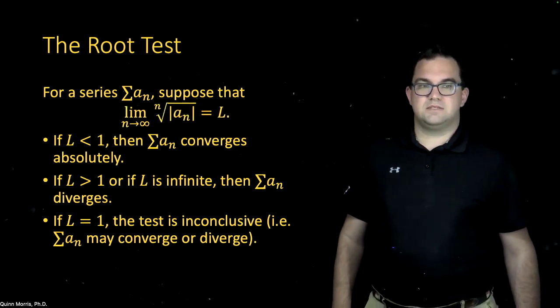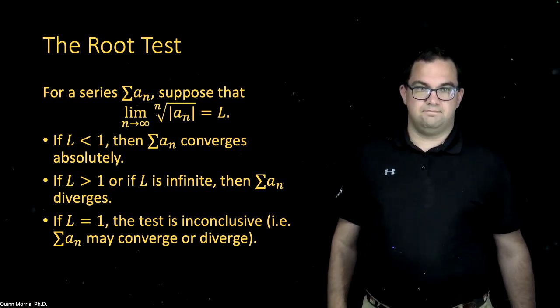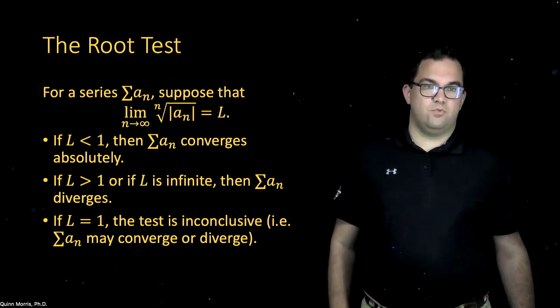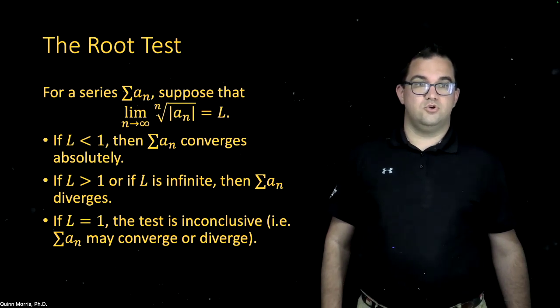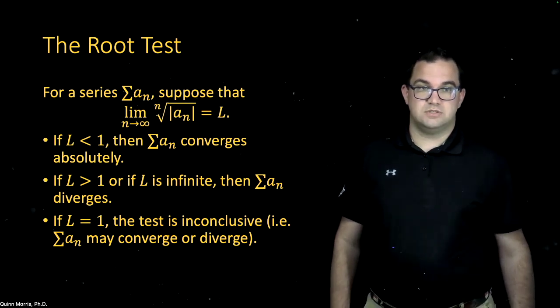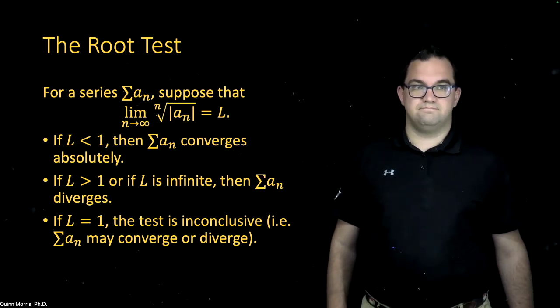Similarly, for the root test, you look at the limit as n goes to infinity of the nth root of the absolute value of a sub n. If that limit is less than 1, you get absolute convergence. If that limit is greater than 1 or infinite, you get divergence. But if that limit is equal to 1, then again, the test is inconclusive.